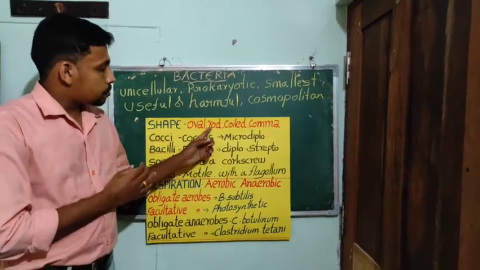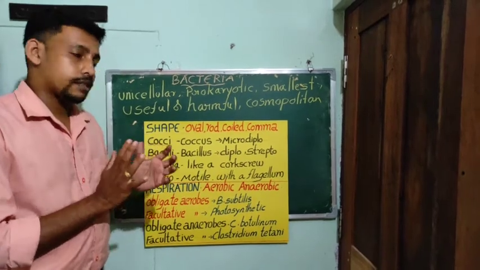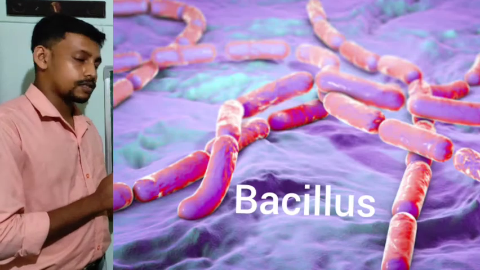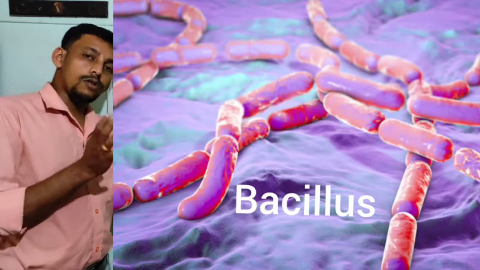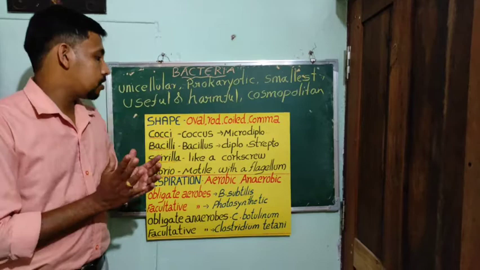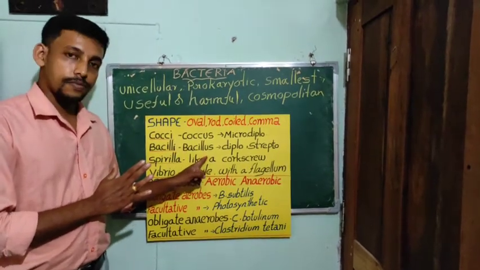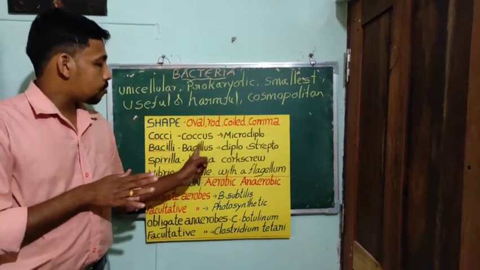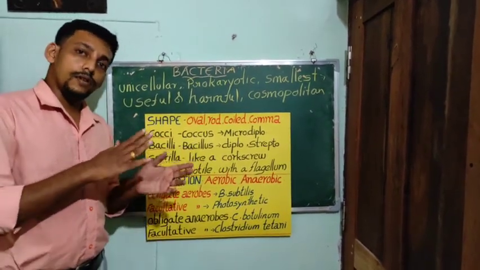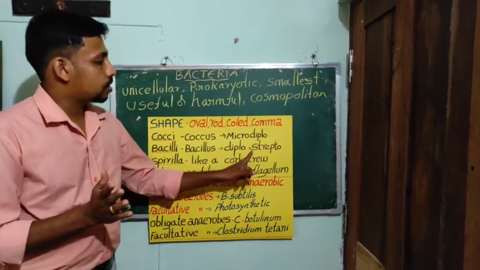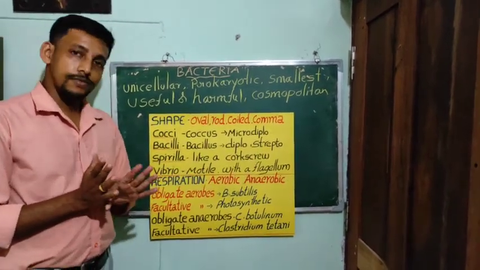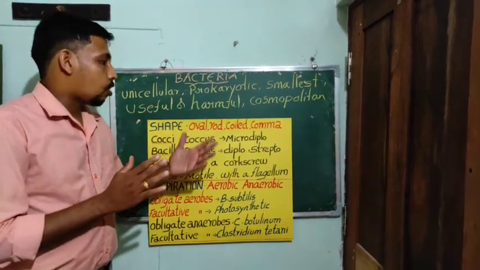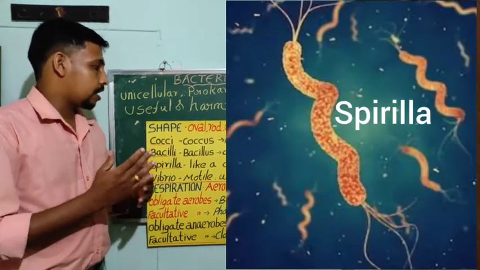Then the rod-shaped bacteria are known as bacilli. The singular form is bacillus. They also occur singly. At that time it is known as bacillus. If they are found as pairs, it is known as diplobacillus. Then if found as chains, it is known as streptobacillus.